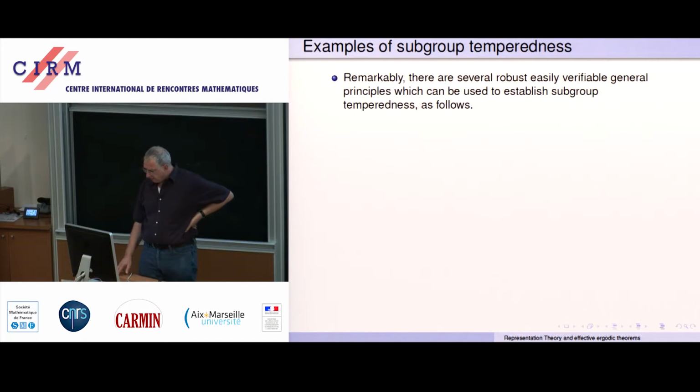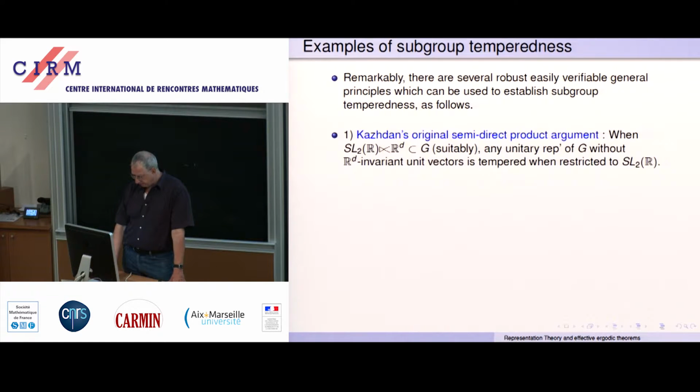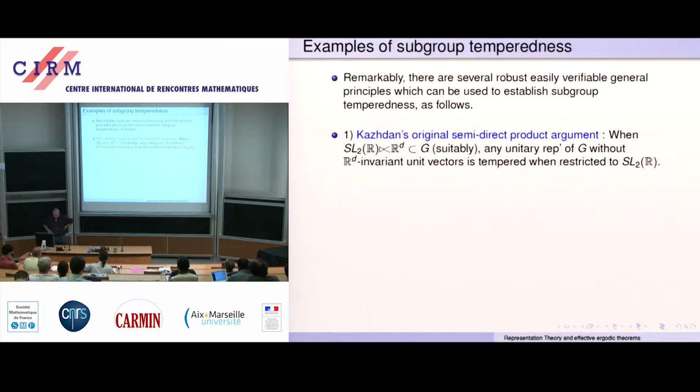Okay, so there are several robust and easily verifiable general principles which can be used to establish subgroup temperedness. And we will briefly recall some of them, so that you'll see this is not some very rare event. So Kazhdan's original semi-direct product argument can be generalized. One formulation is that when SL2R semi-direct product with RD is a subgroup of G, then any unitary representation of G without RD invariant vectors is tempered when restricted to SL2. For example, this can be generalized to other fields, to p-adic fields, and various other situations.